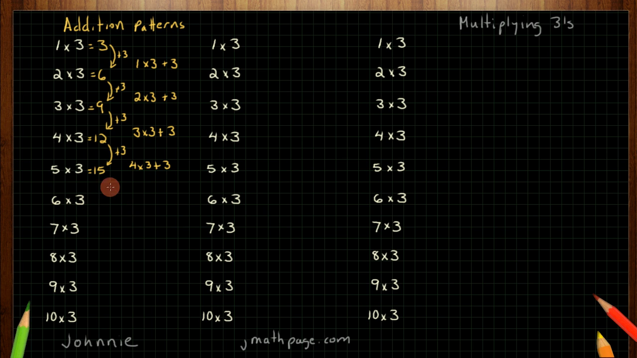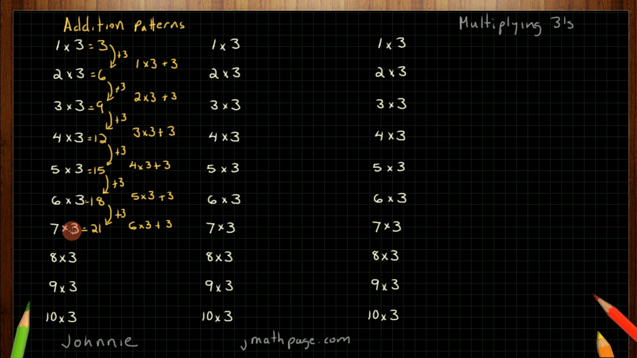6 times 3 is the same as 5 times 3 and 3 more, right? So let's go ahead and say 5 times 3 and 3 more. So 15 and 3 more will give us 18. 7 times 3 is the same as 6 times 3 plus another 3, right? 1 more 3. So let's go ahead and add our extra 3. 18 and 3 more gives us 21.